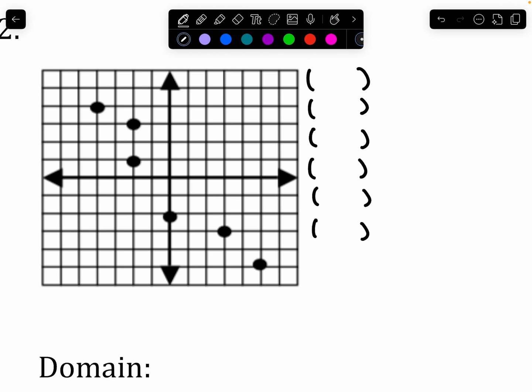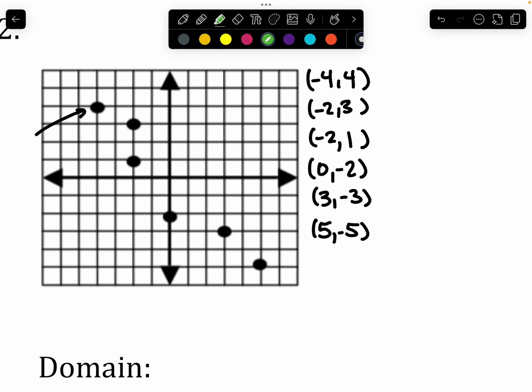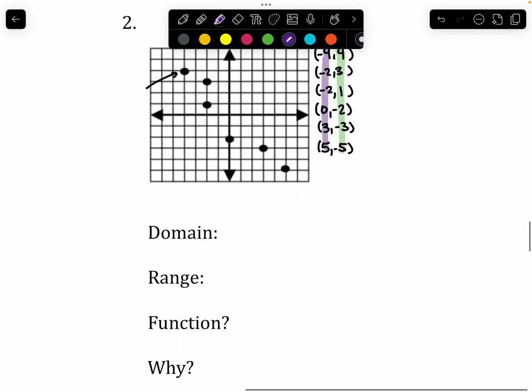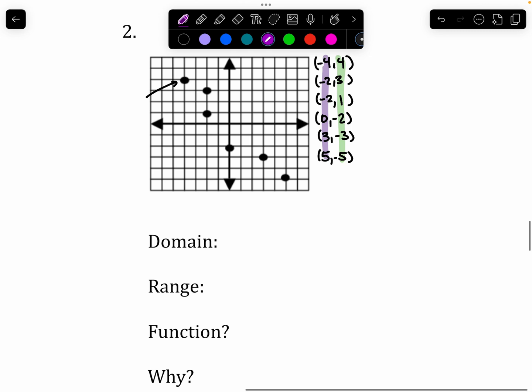I always start with the far left. It doesn't matter where you start. That's just where I start. So we again have -4, 4. And then I've got -2, 3, and then -2, 1. I've got 0, -2. I've got 3, -3, and then I've got 5, -5. My domain values are the x values, and my range values are the y values.